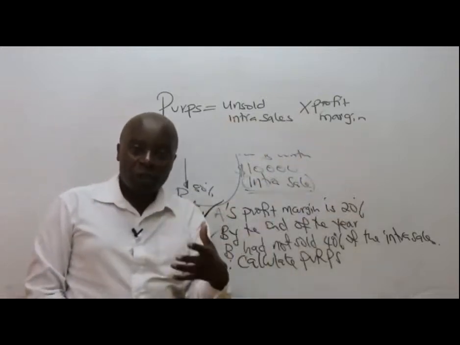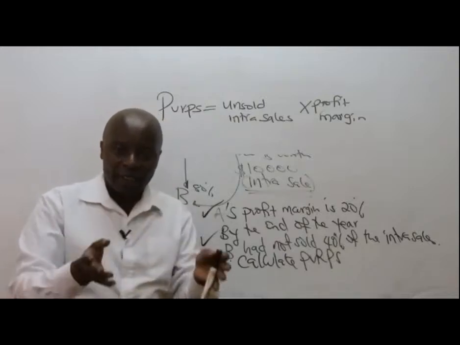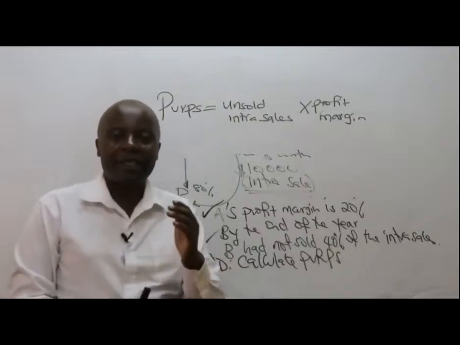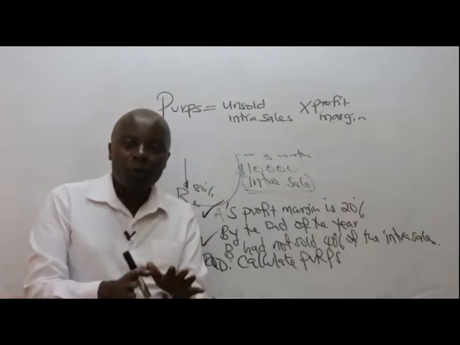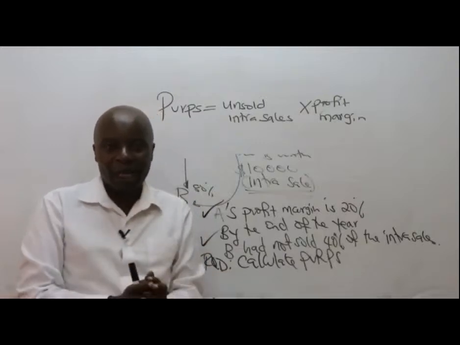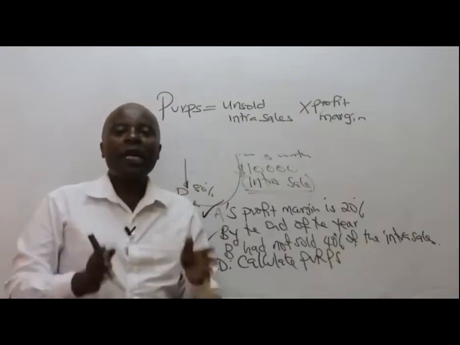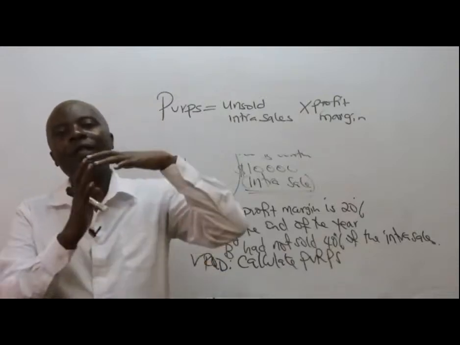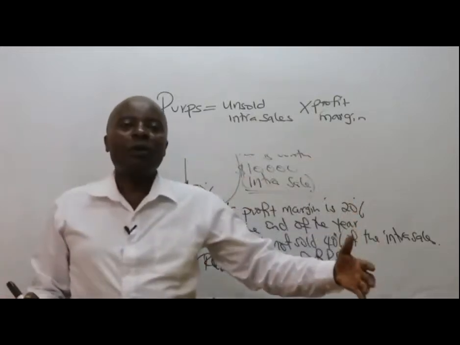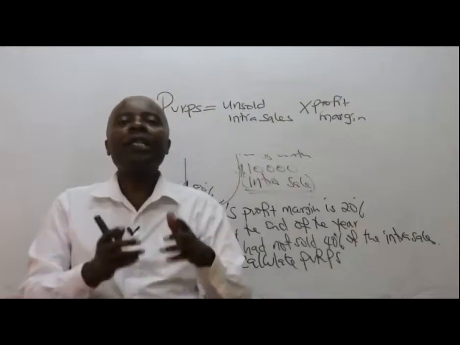So as a consultant from Arrow, when I go in and check the file that these people have given to me, I would want to know whether the related companies were able to trade between themselves. And if they were able to trade between themselves, what I'll be interested in is not even the total intra sales.